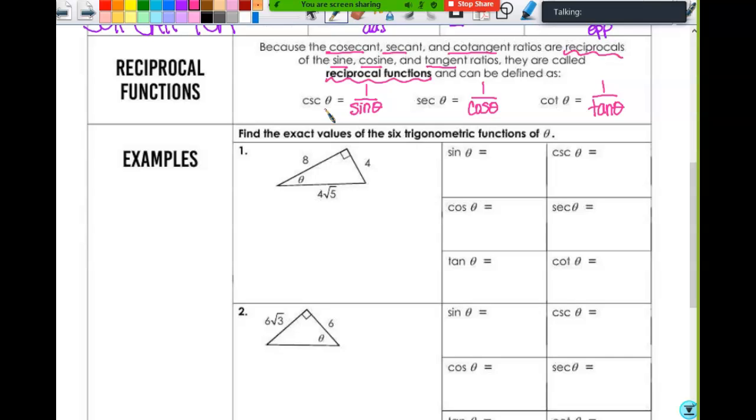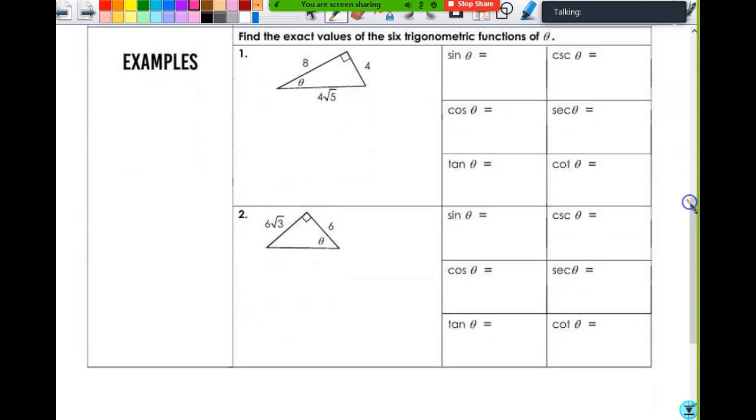All right, so let's look at some examples here. We're going to find the exact values of the 6 trig functions of theta. All right, so here's theta. Since I'm using trig, I'm going to label my triangle. This is the opposite side. Across from the right angle is the hypotenuse. And then the last one's the adjacent side. I do them in that exact order every single time, and the more consistent you are, the better. I do opposite, then hypotenuse, then adjacent. I'm not saying you have to, I'm just saying consistency means something here.